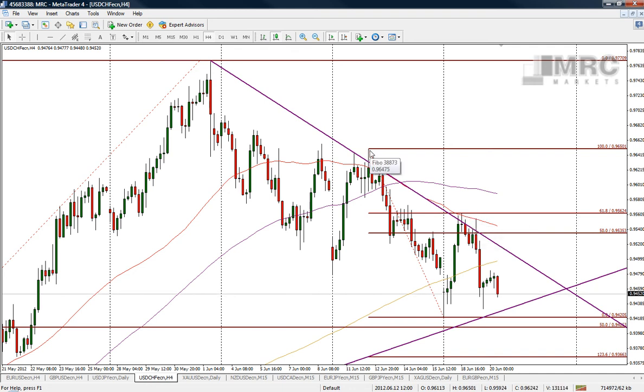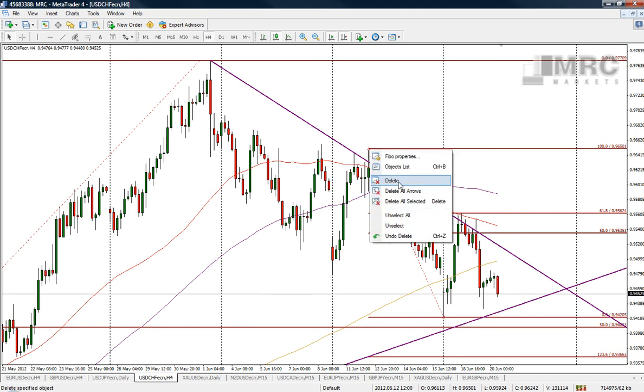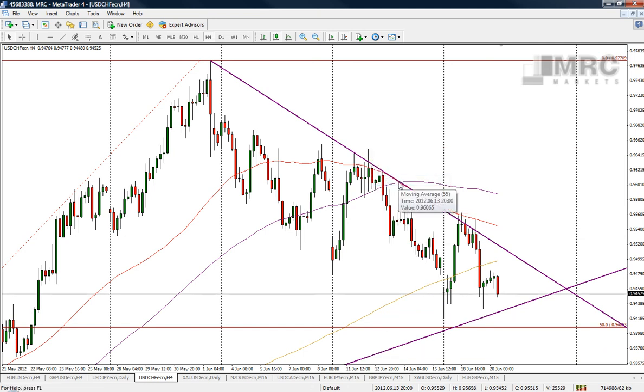So sellers have already been coming in at that. If you're going to trade dollar Swiss, then you might as well just trade euro dollar and flip it upside down. But if you do want to trade dollar Swiss instead of euro dollar, you could do a sort of hedge, I suppose. You could go long euro dollar off of these fibs and then sell dollar Swiss as a nice little hedge. So that's what you can do.